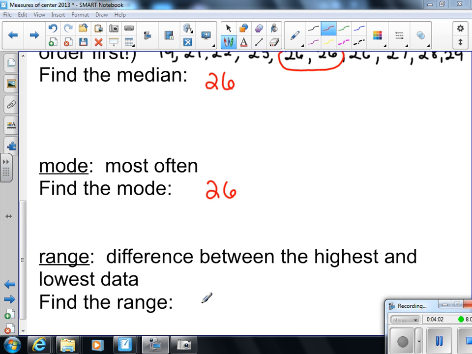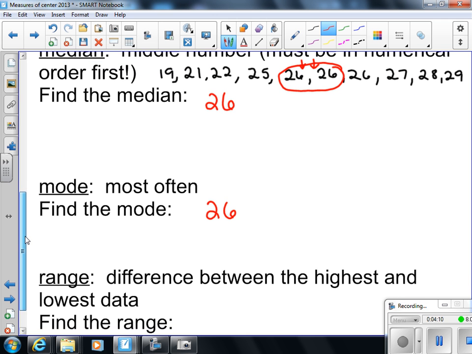And the last piece of information we're going to look at is our range. The range is the difference between the highest and the lowest pieces of data. So we have our highest being 29, and our lowest is 19. I find that difference, and it is 10. So our range is 10.